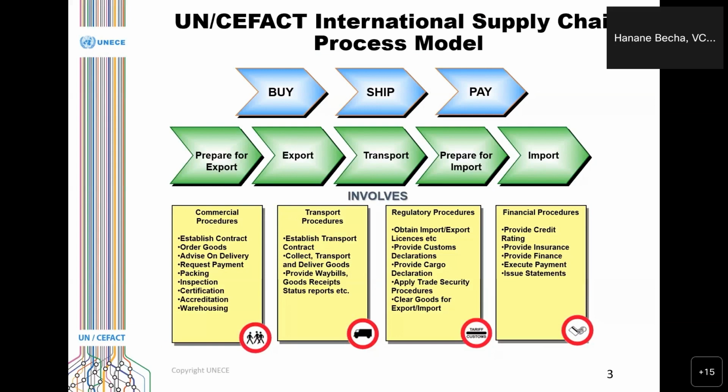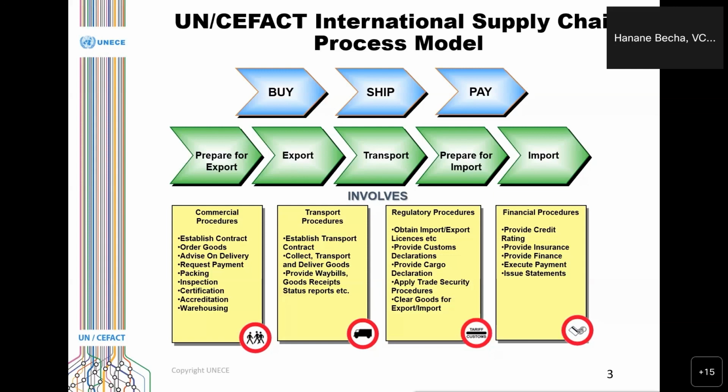In terms of UNECE-IEC Core Component Library, we do really cover the whole supply chain, the buy, ship, pay. So our standards cover from the preparing the export, then the transport, the import, which means we really cover the commercial procedures, the transport procedures, and the regulatory and financial as well. So recently we have launched a new project to cover the different required documents, working with banks and insurers to make sure that we have digital finance, digital trade documents shared in a paperless way.